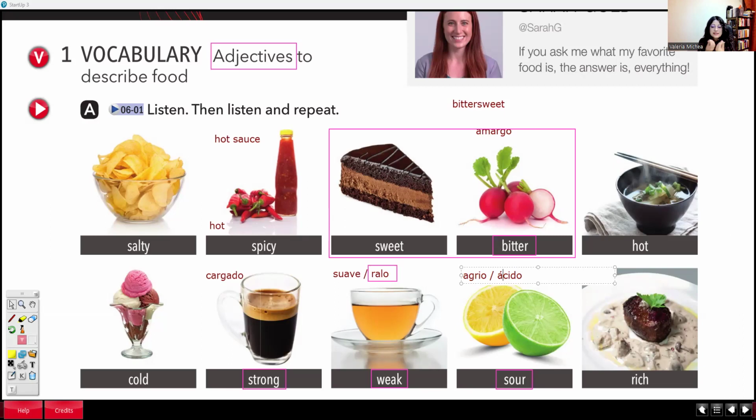Anyways, sour is this kind of flavor that makes us shrink. It's not very pleasant. It's a little different from bitter because bitter is not as unpleasant as sour. Sour is a little stronger than bitter. So that would be the difference between bitter and sour. And finally, we have rich. What is rich?